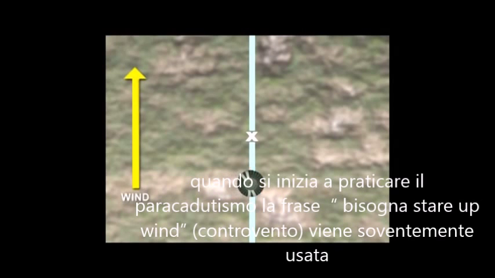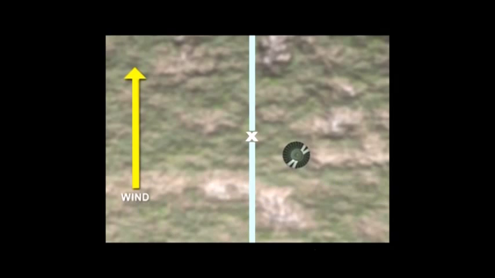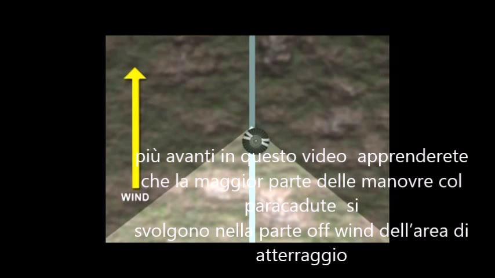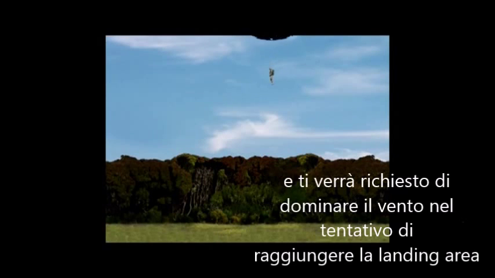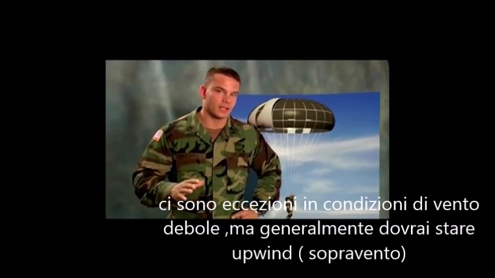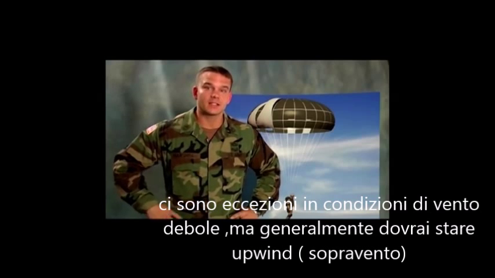When you start jumping, the phrase "stay upwind" will be frequently used. Later in this program, you'll learn that almost all parachute maneuvering occurs on the upwind side of the landing area. Due to the number of jumpers on some operations, you may be released downwind of the landing area, where you'll be required to hold into the wind attempting to drive to the landing area. There are exceptions in light wind conditions, but generally you need to stay upwind.